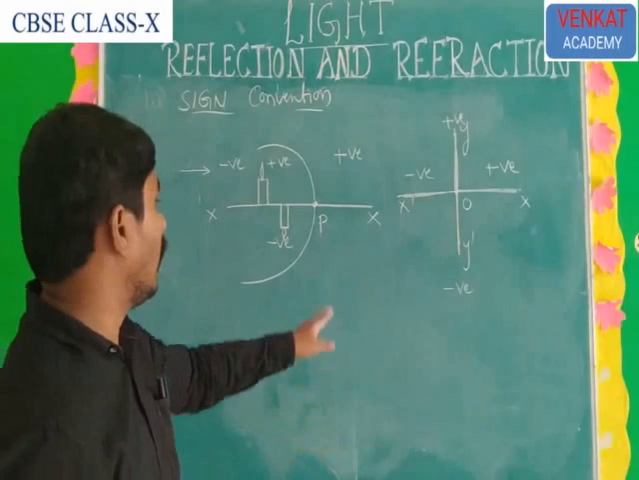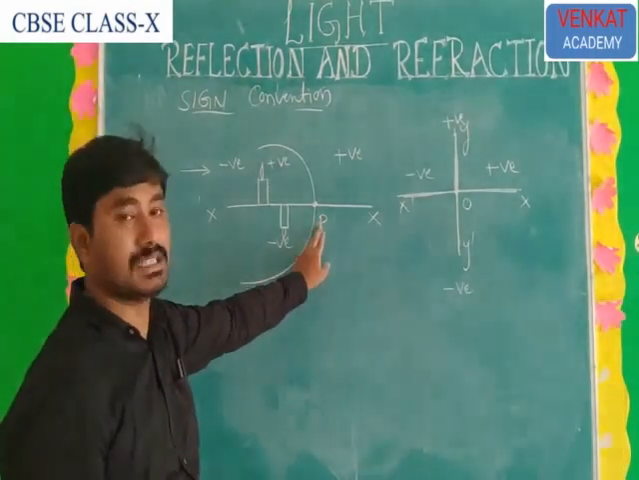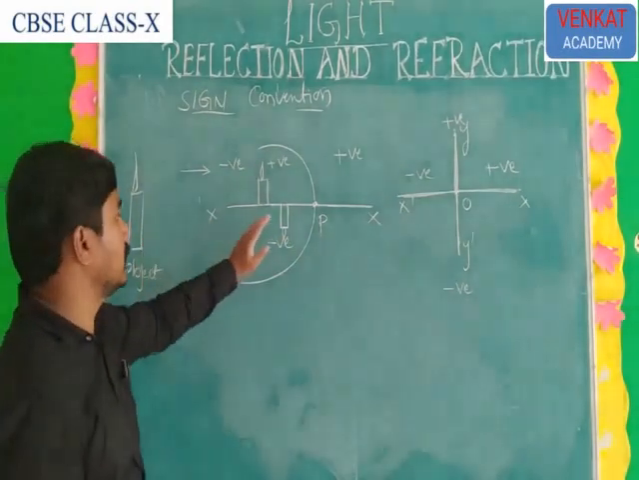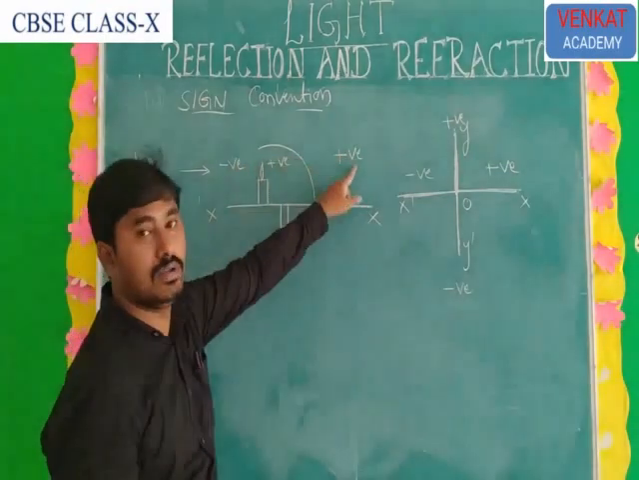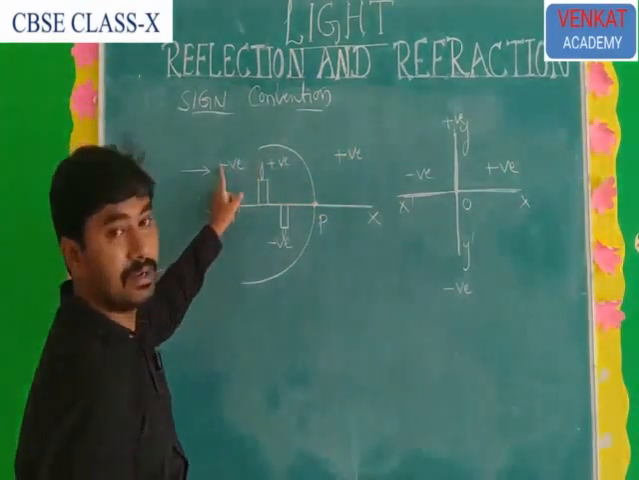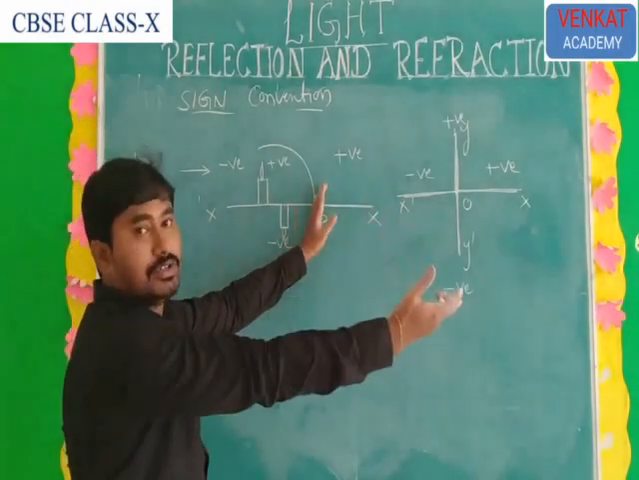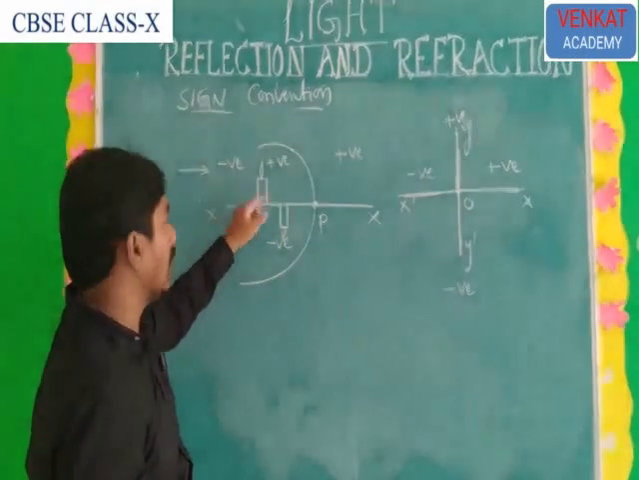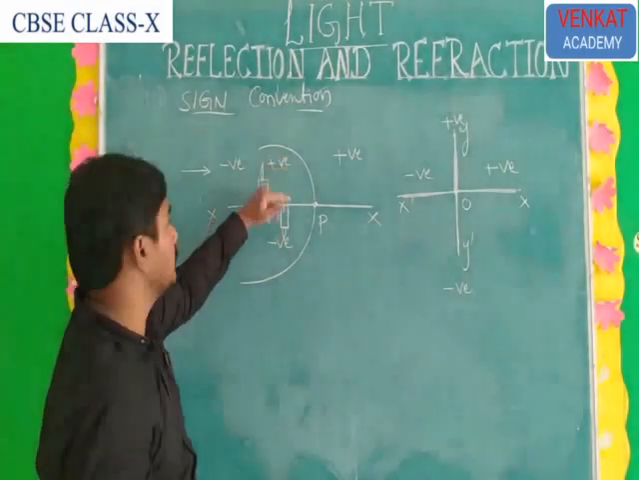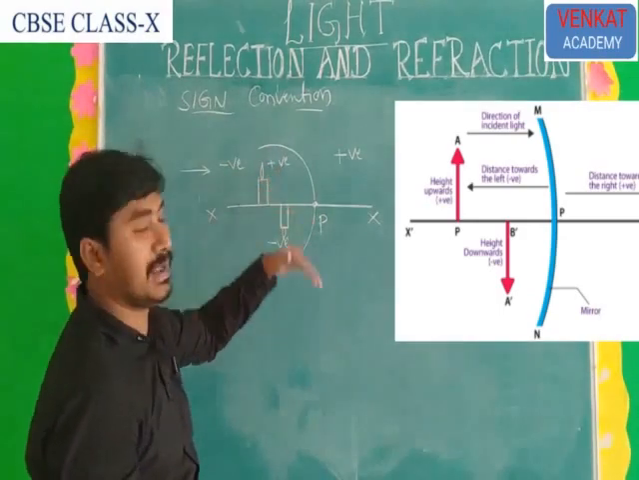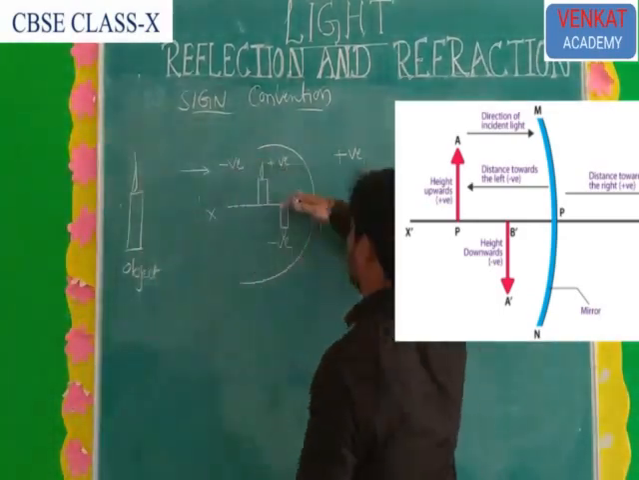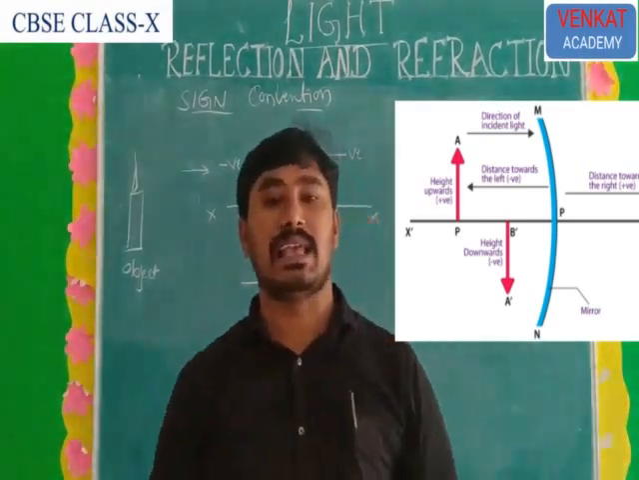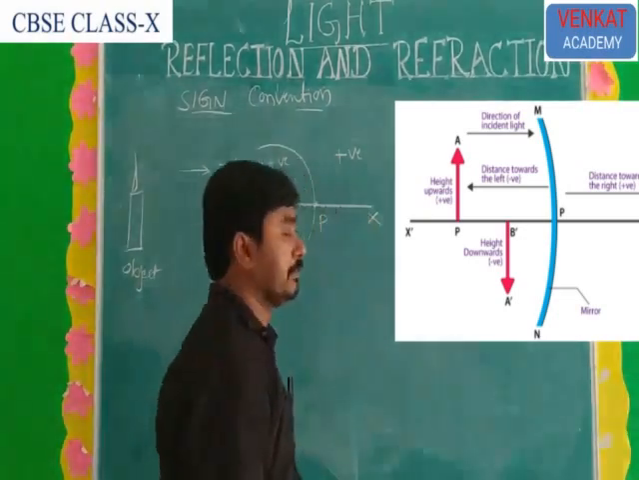Once again, revise. All measurements should be taken from the pole. That is the first point. Next, the object is on the left side of the mirror. Next, the incident direction is taken as positive, and the opposite of the incident rays direction is negative. The pole right side should be taken positive, and the pole left side negative. Above the principal axis, all values are positive, and below the principal axis, all measurements should be taken negative. Understand? This is the sign convention.